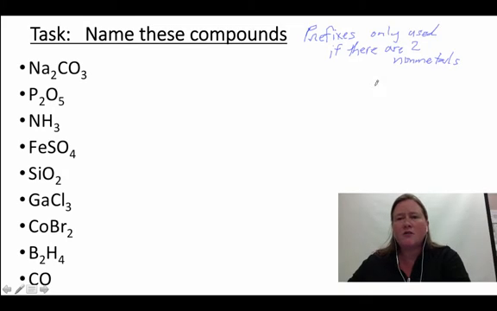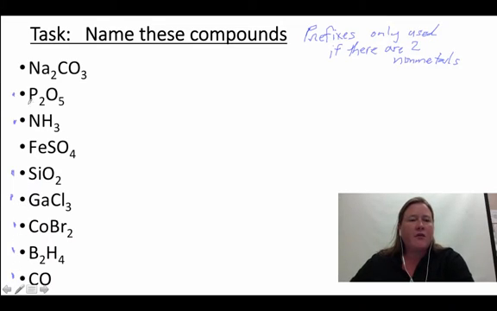Again, it looks like a kindergartner's drawing this. So my strategy for you is to go ahead and look at each formula and first identify whether or not there are only 2 elements. So if we're just looking at elements, this one only has 2 elements, this one only has 2 elements, this one has 2 elements, this one has 2 elements, and this one. So most of them here have 2 elements. Okay. The next strategy is to identify which of these compounds has 2 nonmetals.